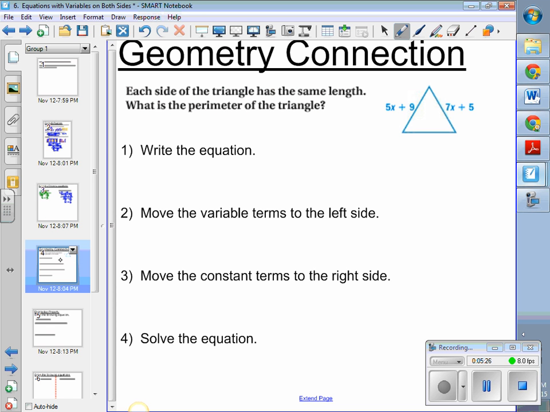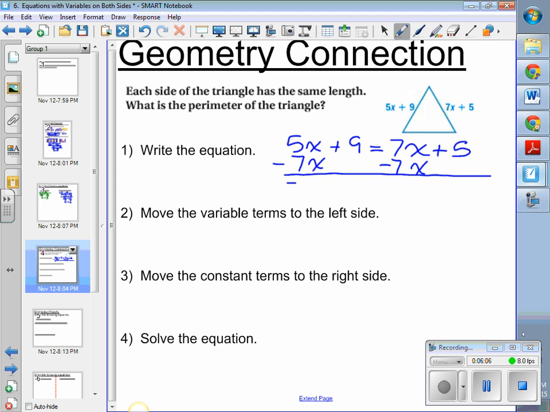Geometry connection. Each side of the triangle has the same length. What is the perimeter of the triangle? So we know that 5x plus 9 is equal to 7x plus 5, because those sides that we've been told are equal. Move the variable terms to the left side. It really wouldn't matter, but in this case, we are being told to move them to the left. Okay, I wish I'd written this the other way. And it doesn't matter which side you put them on, if you're comfortable with them on one side versus the other.